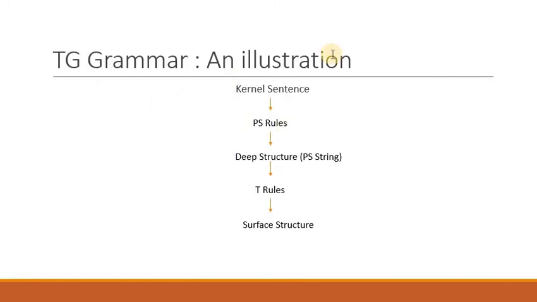If this was an active voice sentence, first we apply PS rules and we arrive at a deep structure, PS string, and to that when we apply T rules, we arrive at a surface structure. The surface structure is a passive voice sentence. So TG grammar is able to show inter-sentence relationship, which all the grammars or all the methodologies that were applied hitherto by linguists were not able to show. So for the first time, TG grammar was able to show inter-sentence relationships. That is why this is considered an influential theory in linguistics.